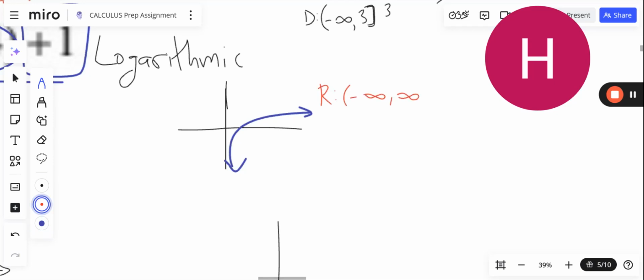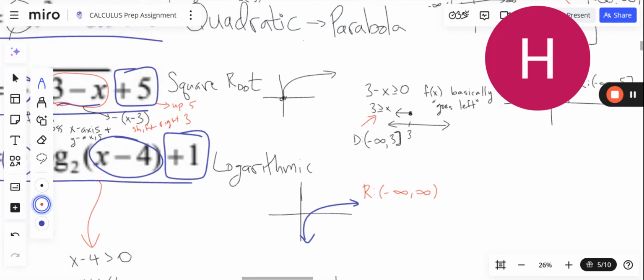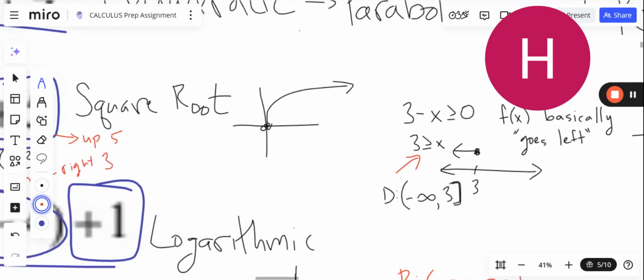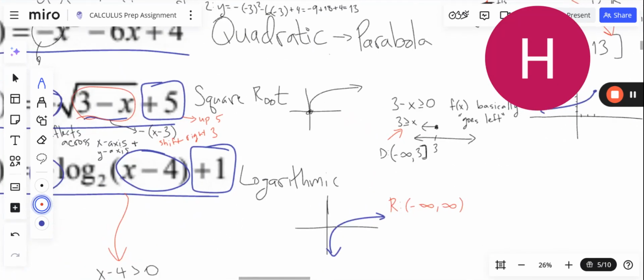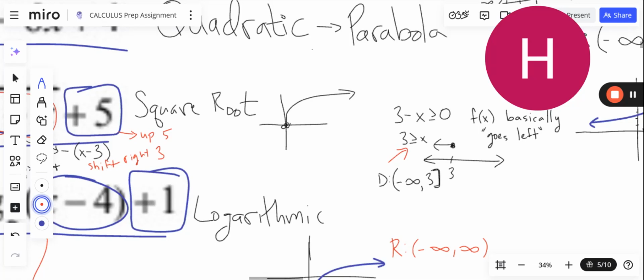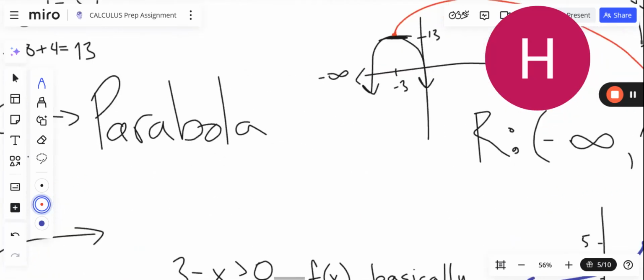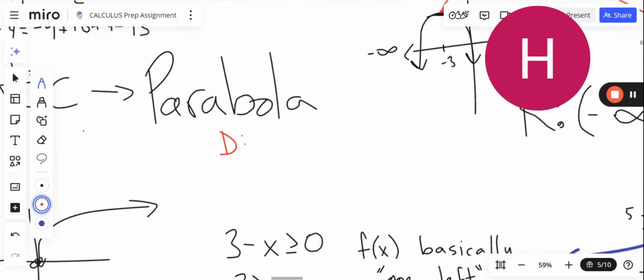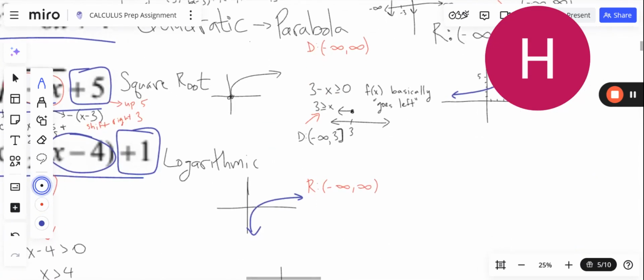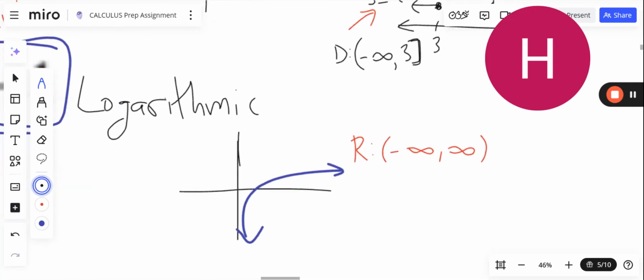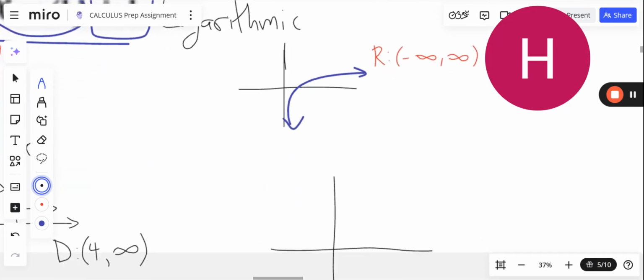So some takeaways, which I'll put notes on with these other parent functions here. This one doesn't have any specific restriction like this. Range is all real numbers, but the quadratic does. For the quadratic, the domain is always going to be all real numbers, or, instead of all real numbers, I'll put negative infinity to infinity. There we go. So that's always true, no matter what quadratic you're dealing with. No matter what logarithm you're dealing with, the range will be negative infinity to infinity.